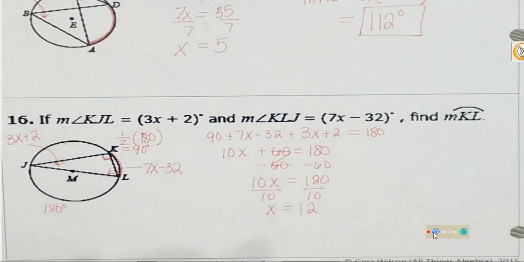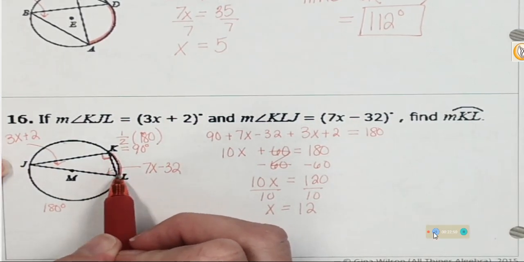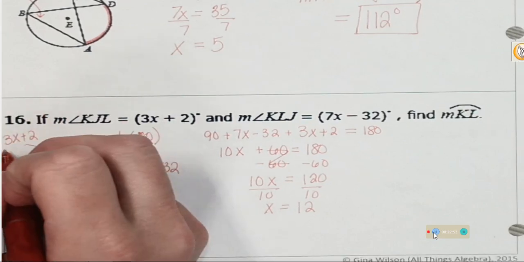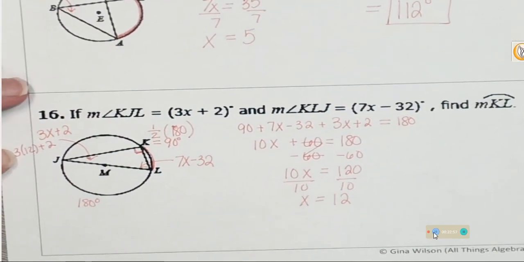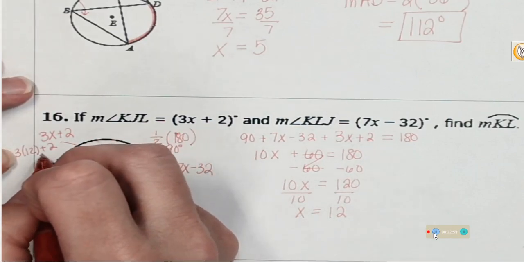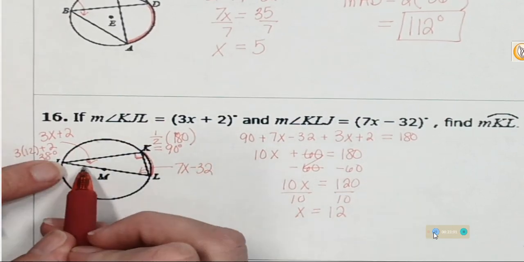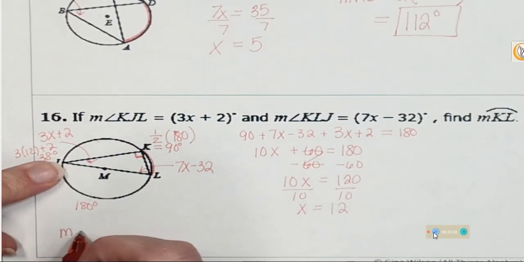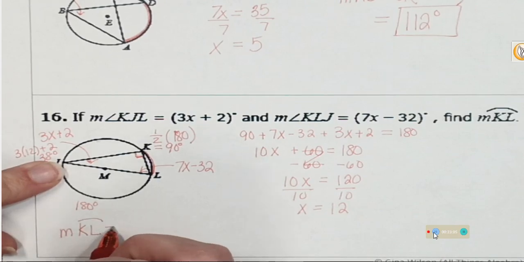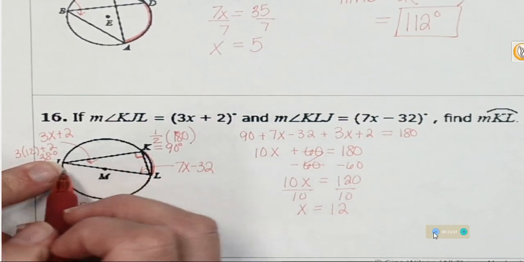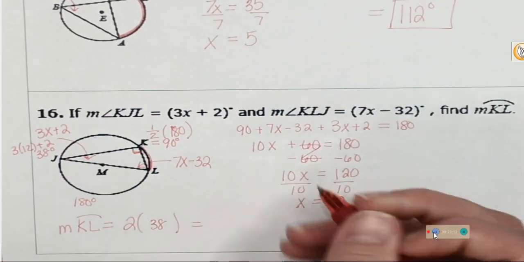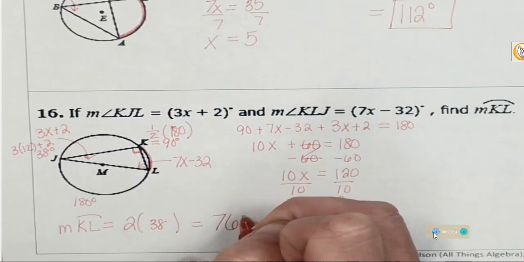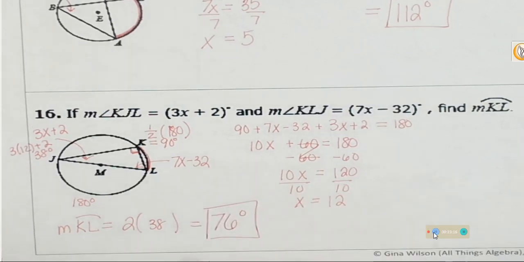12. Alright. I need to find arc KL, so I need J. So let me do that. 3 times 12 plus 2. What's that? 3 times 12 plus 2 would be 38 degrees. Okay. So for the measure of KL, it is twice as big as its angle, which is 38. And what's 2 times 38? 76 degrees.